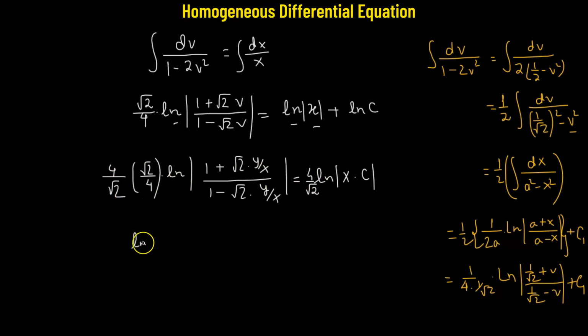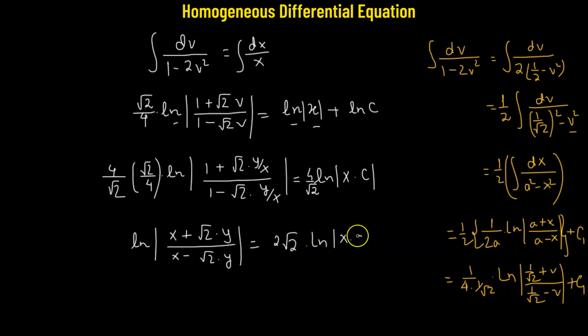So that means we have natural log of, now here these two can be further simplified to (x plus square root of 2 times y) divided by (x minus square root of 2 times y) equals, so 4 over square root of 2 will be equal to 2 times square root of 2, times natural log of xc. Furthermore, we can again use the property of logarithm to raise it to the power. So this will become natural log of (x times c) whole raised to the power of 2 times square root of 2.